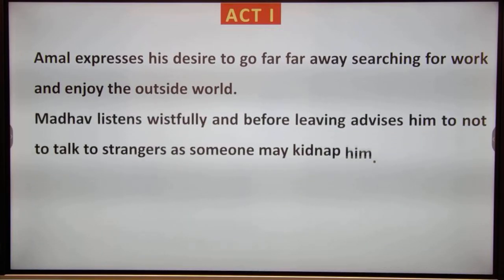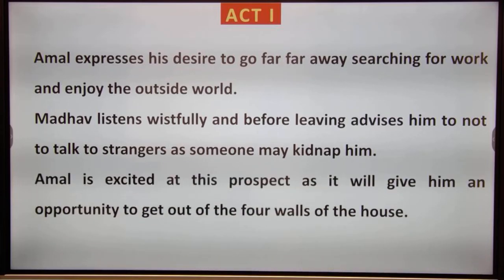On the other hand, Madhav listens wistfully, feeling pain because he knows that Amal will never grow up to that stage. Amal has a very short life, and he cannot argue with this young boy anymore, so he leaves, advising him not to talk to strangers as someone may kidnap him. So this again becomes a point, and Amal is excited about this prospect that he would be kidnapped. In his childlike innocence, he says that it will give him an opportunity to get out of the four walls of the house. So even if it means being kidnapped, he is ready for this adventure also.